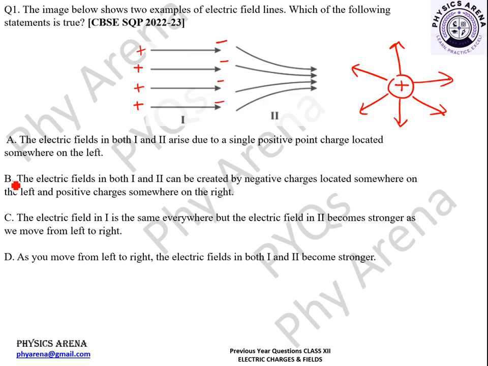Let's take statement B. The electric fields in both 1 and 2 can be created by negative charges located somewhere on the left and positive charges somewhere on the right. But we know that electric field lines always travel from positive to negative. So towards left, there has to be positive charge, and towards right, there has to be negative charge for both the field lines. So that's why statement B is also not true.